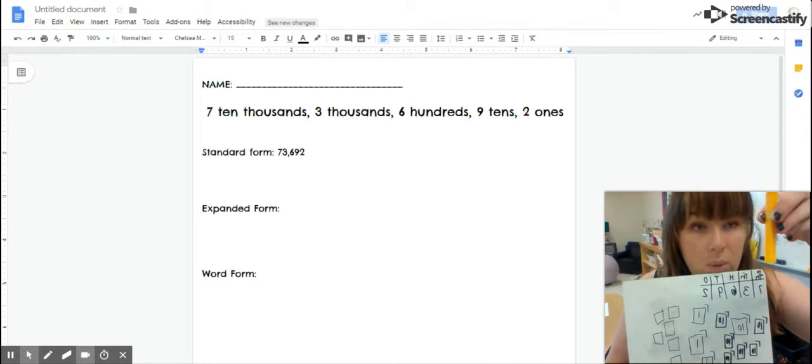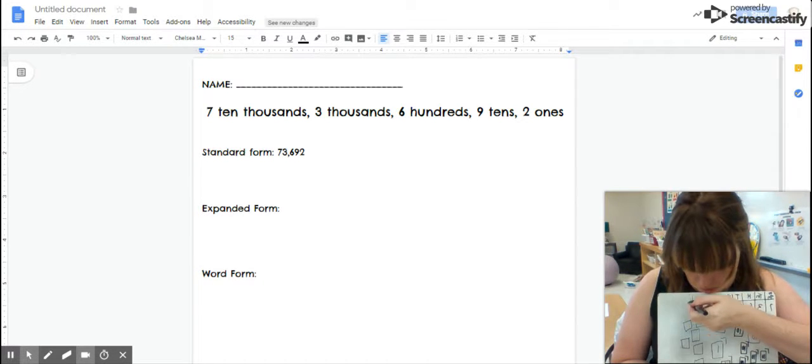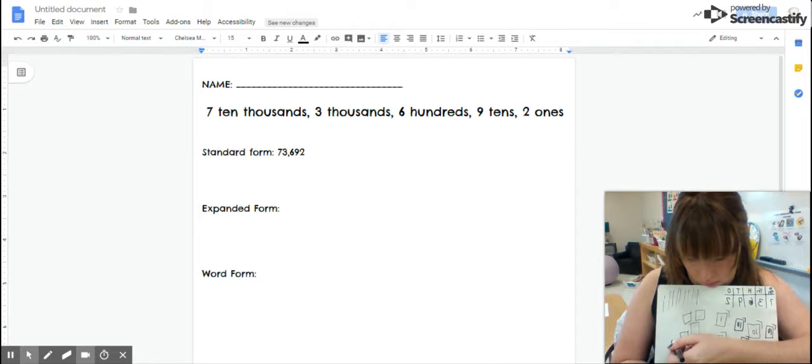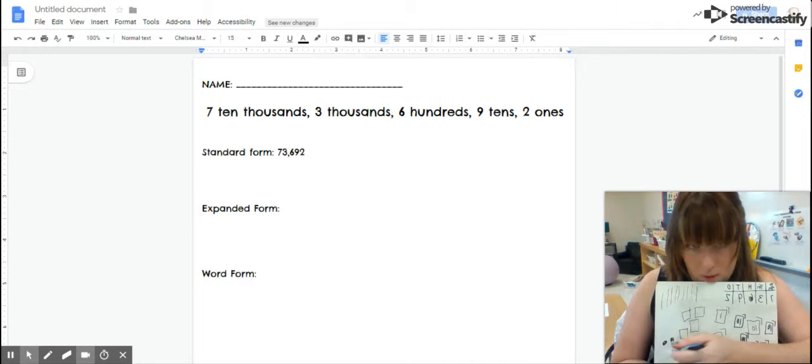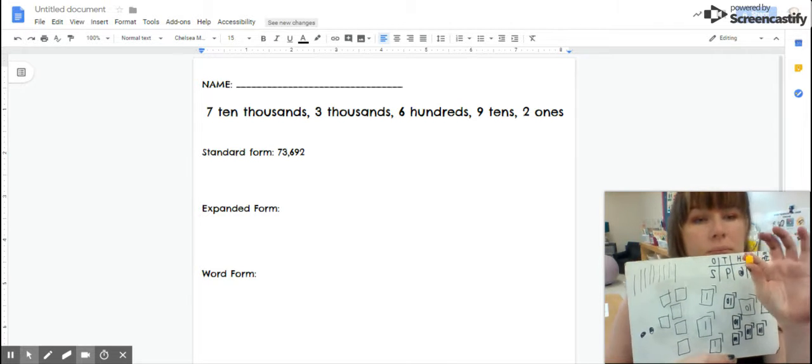For my 10s, there's 9 of them, and I want to draw them so that they look just like this, just like a rod. I'm just going to do a line, like a tally. 1, 2, 3, 4, 5, 6, 7, 8, 9. And then for my 1s, I just need 2. And I'm going to draw little dots so that they look like this.